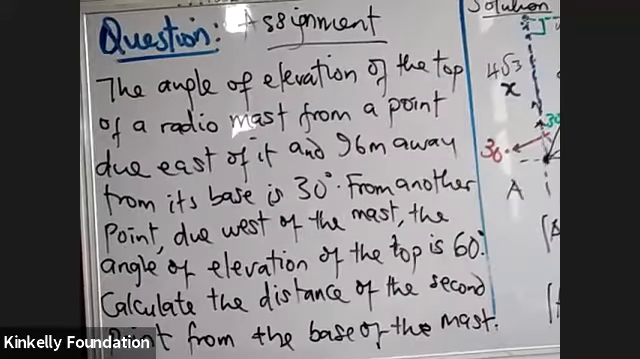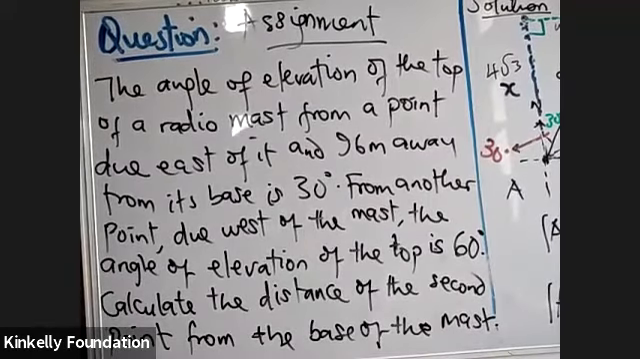The angle of elevation of the top of a radio mast from a point due east of it, and 96 meters away from its base, is 30 degrees. From another point due west of the mast, the angle of elevation of the top is 60 degrees. Calculate the distance of the second point from the base of the mast. This is the question we expect you to tackle. We'll be happy to get your response. Once you finish solving it, please try and send in your answers to us, and we'll get back to you.